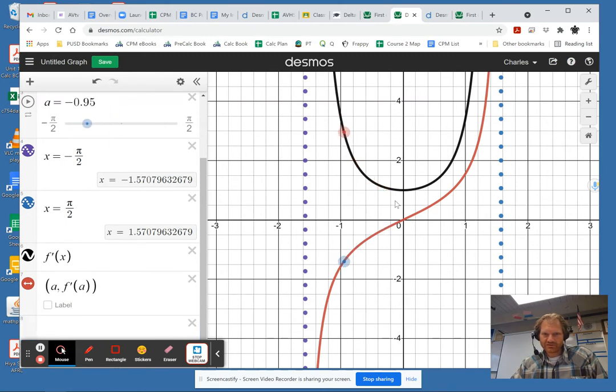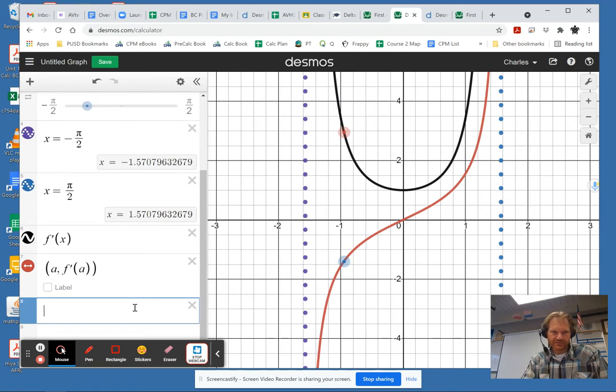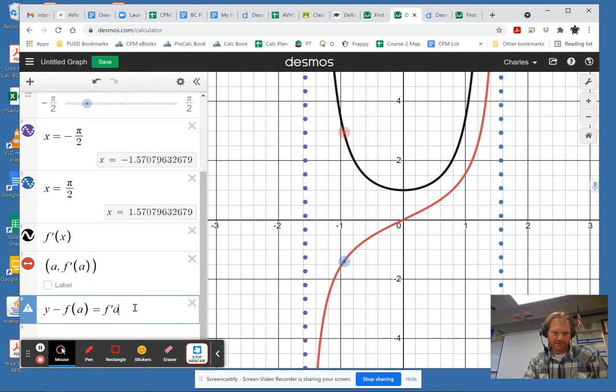Now I have 2 points. This graph on top is the derivative. What is the derivative? Well, it's the slope. What is the slope? Well, it's the limit of that difference quotient. But that still may not mean that much to you. So I can write that thing that I had that was average rate of change in another way, and I could say y minus f of a is equal to f prime of a times x minus a.